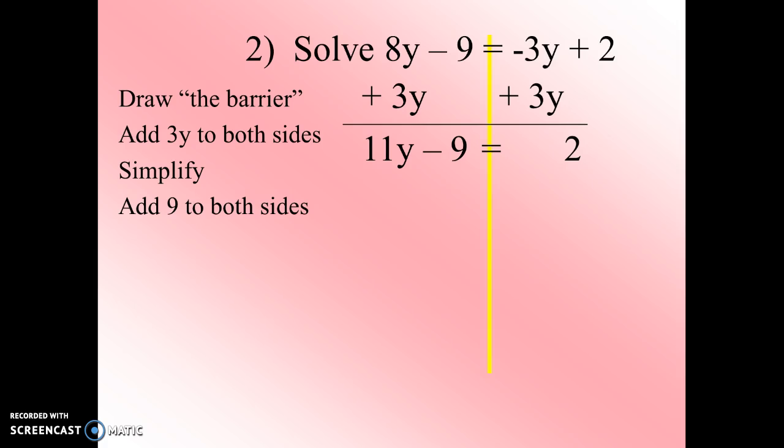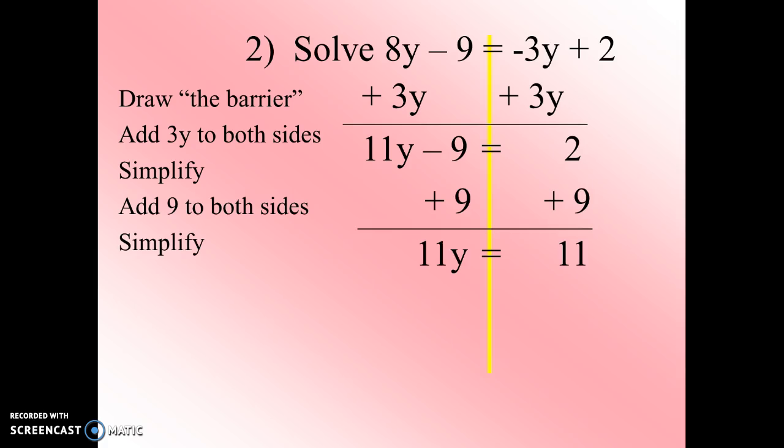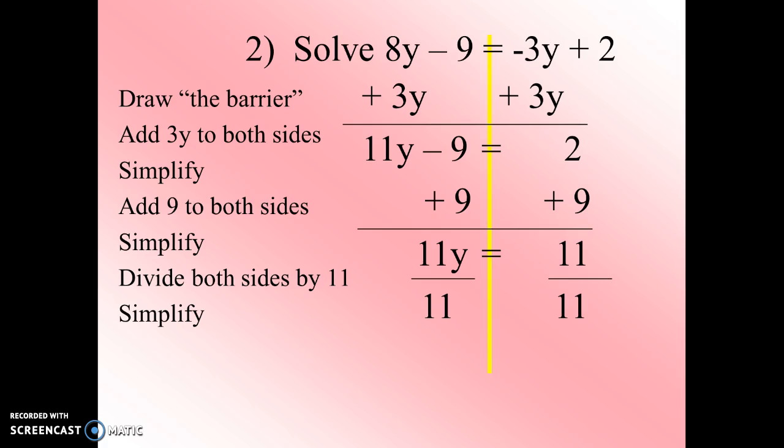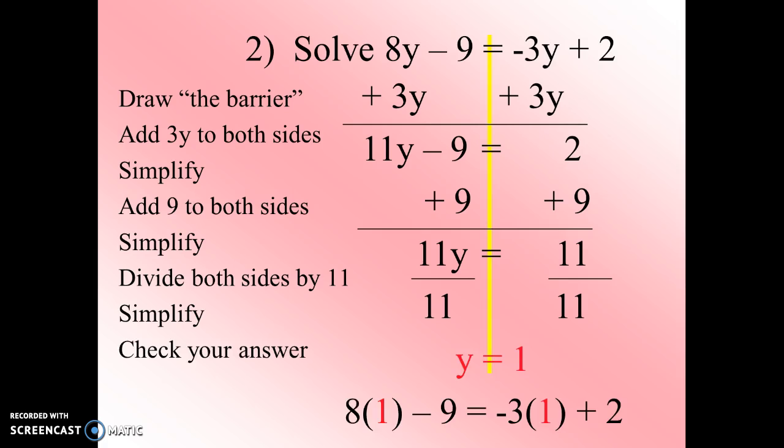We now have to get rid of the minus 9 by adding 9 to both sides. And that gives us 11y on the left and 11 on the right. This time we have a coefficient on the y, so we need to divide by the coefficient, which is 11, both sides. y equals 1. Good enough. And you can check it by replacing it back in. 8 minus 9 equals negative 3 plus 2. They both equal negative 1. There's a shortcut that I'll show you some other time.